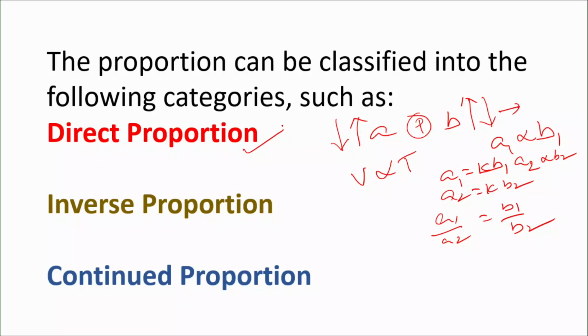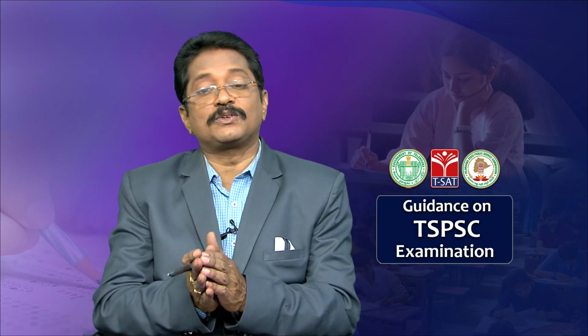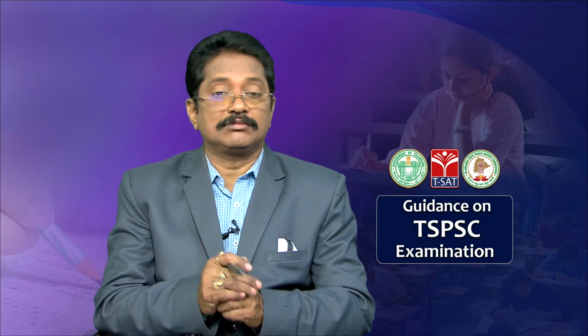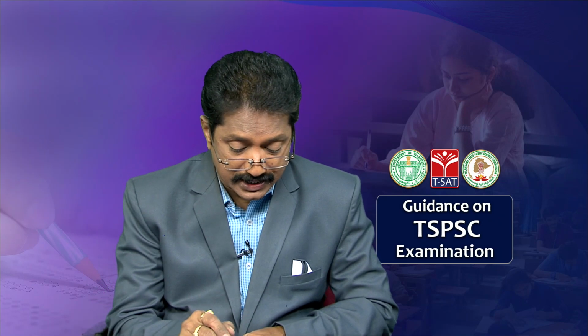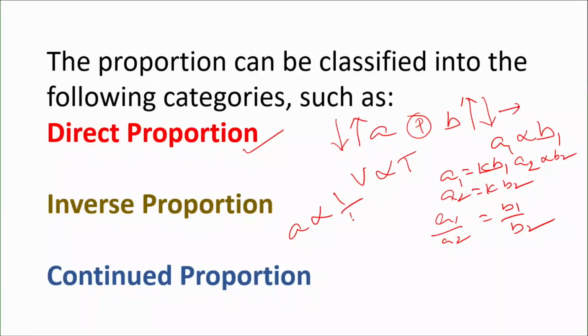Now, coming to the inverse proportion. When you come to inverse proportion, if one quantity increases, the other quantity decreases, then it is called inverse proportion, or one quantity decreases, the other quantity increases. So, simply you can say A is proportional to 1 by B.